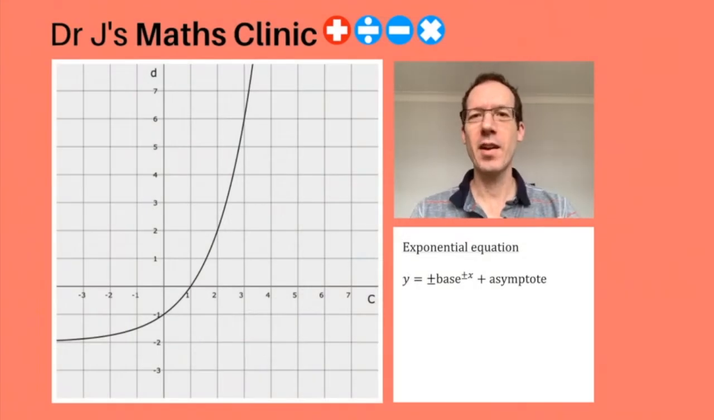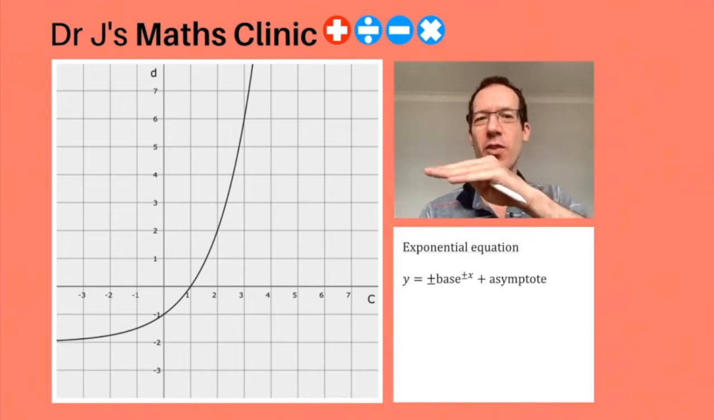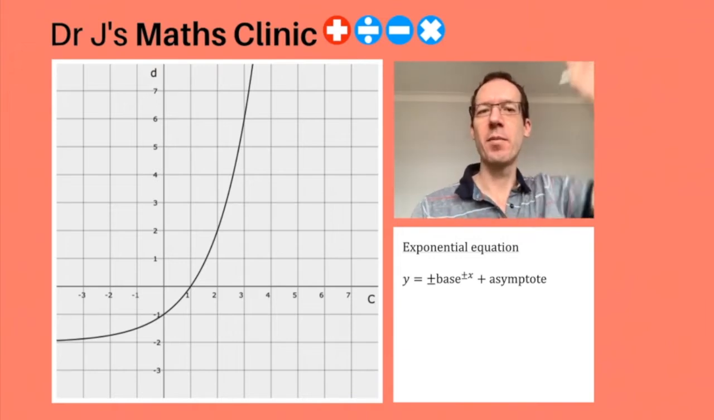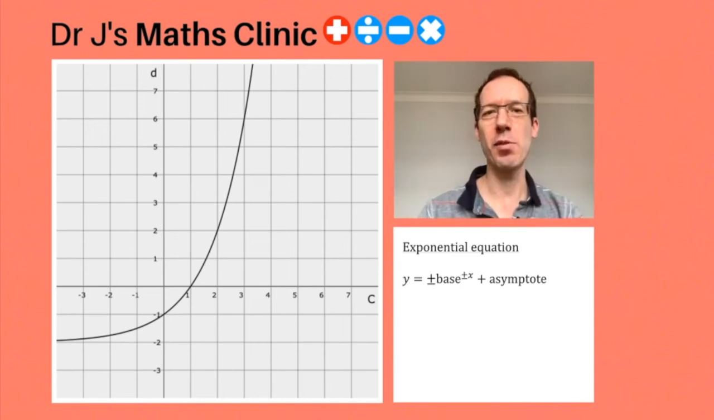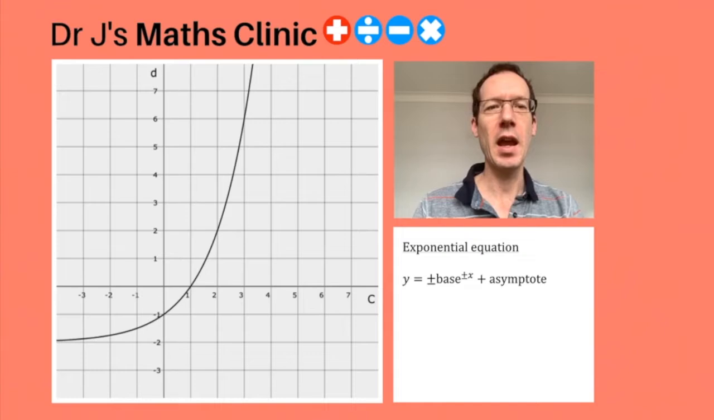Let's get into it. Okay, here's one of our first exponential graphs we're going to work out the equation for. It's exponential because I can see it's got that nice scooting off towards infinity type shape. That tells me I'm dealing with a growth curve or an exponential curve. On the right here, we've got the formula that I'm going to use, y equals base to the power of x plus asymptote. And we're going to see what that means by looking at this example.